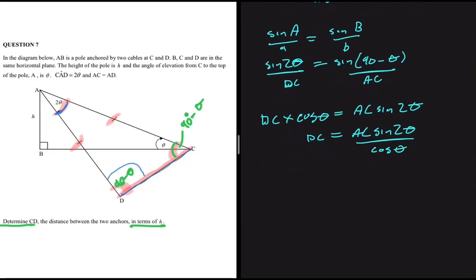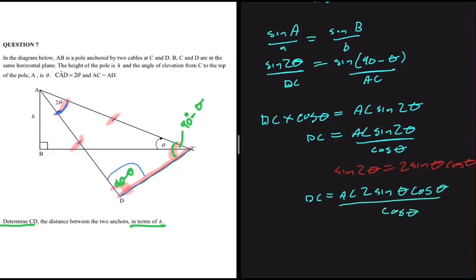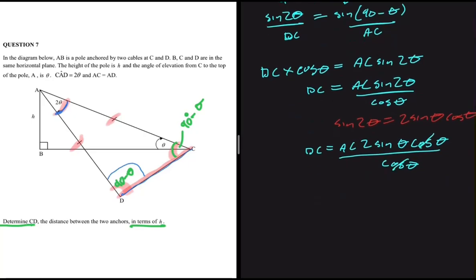But we know fully well from trig, right, that sine of 2 theta is equal to 2 sine of theta cos of theta. So we can just substitute that in. We're going to get DC is equal to AC, 2 sine of theta cos of theta, everything divided by cos of theta, right? And now it's easy to see that cos of theta and cos of theta cancel out. So now we have DC is equal to basically 2 AC sine of theta, right?